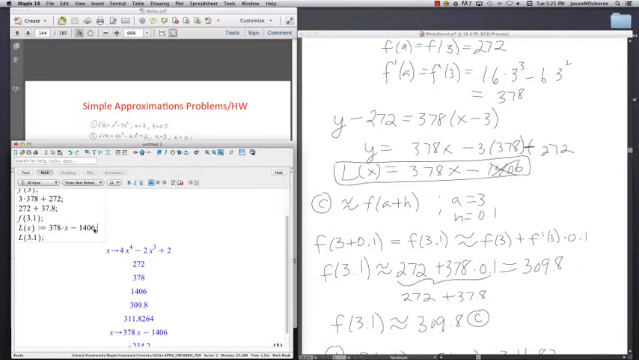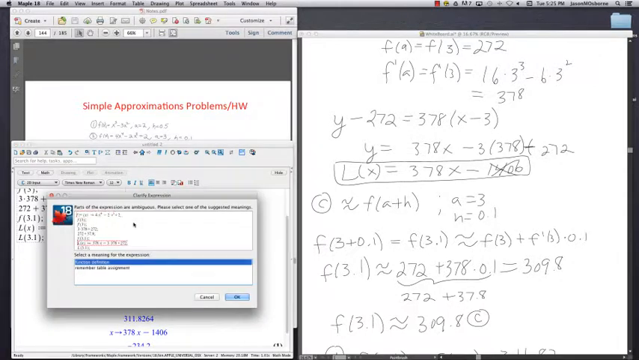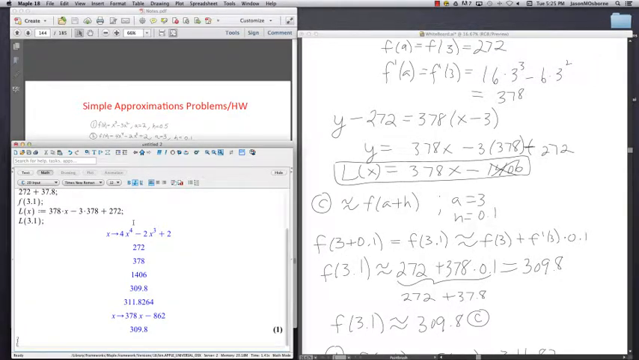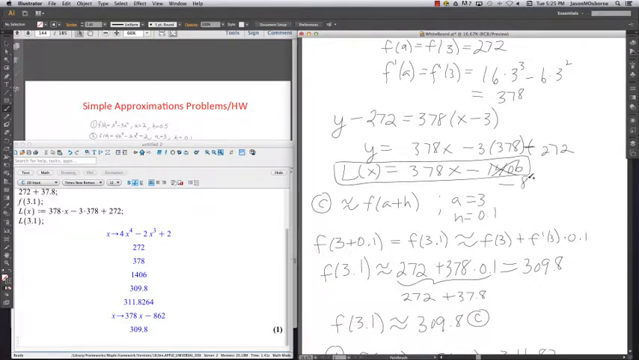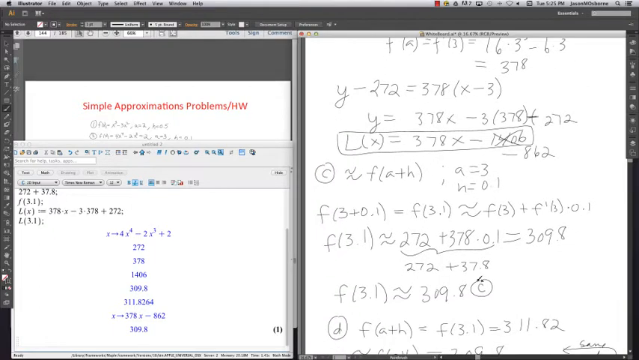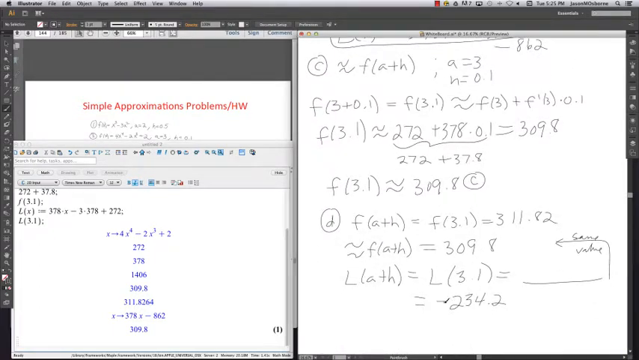So let me fix it. 1406, it should be minus 3 times 378. And then I need to add on 272. So our line should be not minus 1406, but minus 862. And evaluating that line at 3.1 gives an answer of 309.8, which is what it was supposed to give.